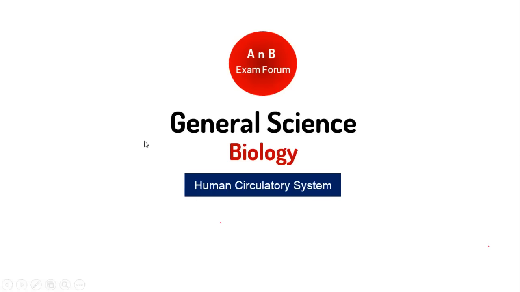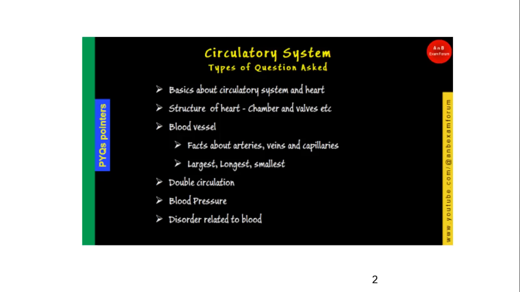Let's see the next topic in general science, that is the human circulatory system in biology. But before proceeding, you should know the important types of questions which are asked in this chapter. These are the important types which are generally asked in the exam. And out of these, the most important one is the structure of the heart and the facts about arteries, veins, capillaries, and the largest, smallest, and longest blood vessels.